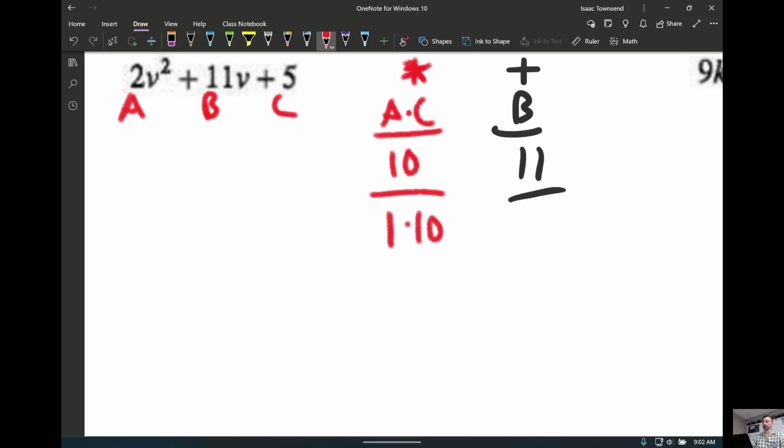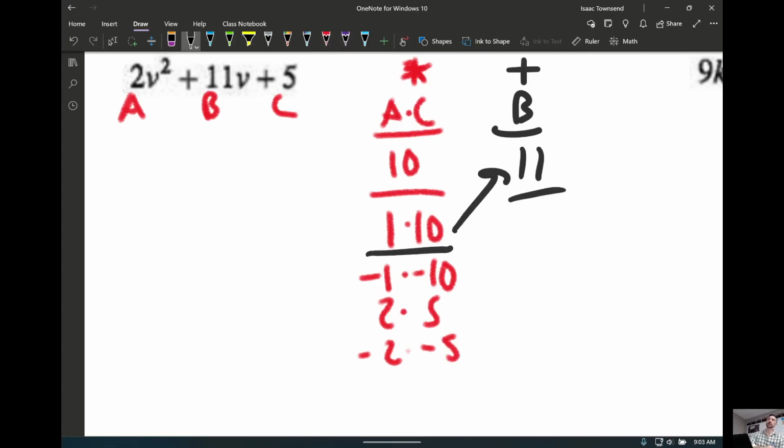So you could do 1 and 10, negative 1 and negative 10, you could do 2 and 5, negative 2 and negative 5. But realistically, stop when you find the one that would also add up to B. Your answer doesn't have a 1 and a 10 in it. This just tells you how to rewrite the question. So instead of saying 11b's, we're going to say plus 1b plus 10b.